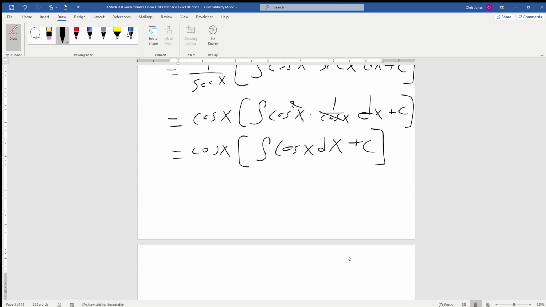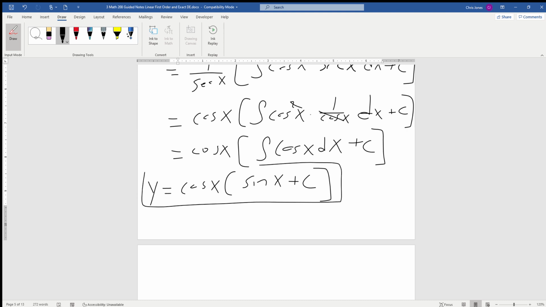When we integrate cosine, we get sine. So now y as our general solution is going to be cos x on the outside, times sine x plus c. Right? So that's a really nice and easy general solution. Didn't have to do parts, didn't have to do a u substitution. We did have to be good with our techniques though, with our algebra as well as our integral.